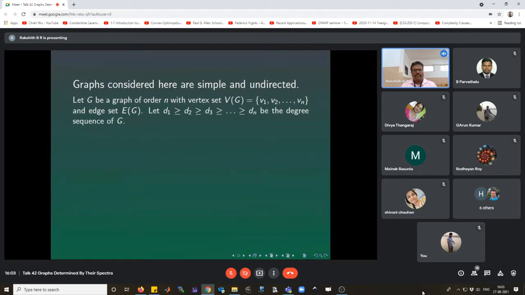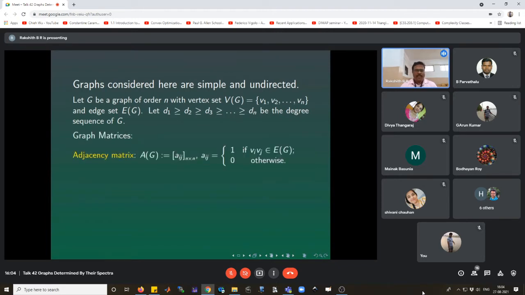For a graph G of order n with vertex set V1, V2, and so on Vn, and edge set denoted by E of G, we denote the degree sequence by D1, D2, D3, and so on Dn in decreasing order, where D1 is the degree of the vertex V1. In general, Di stands for the degree of the vertex Vi. Note that there are various matrices associated with the graph. Here we will be discussing only three important matrices.